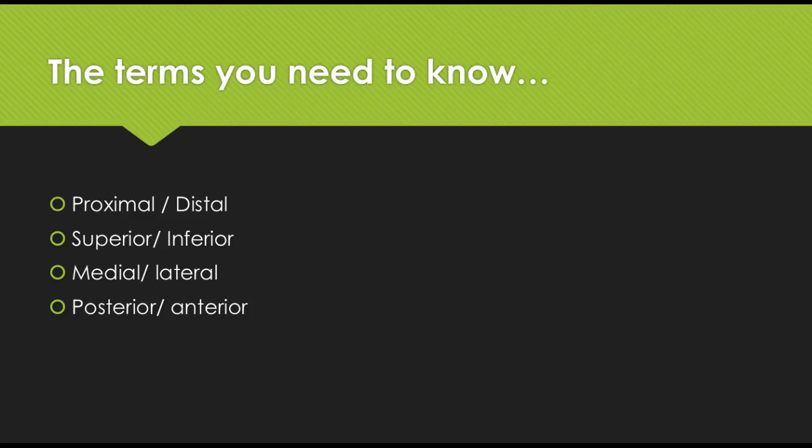Kia ora team, Anatomy 4, learning about anatomical directions. Okay, so the terms that you need to know are proximal and distal, superior and inferior, medial and lateral, posterior and anterior. I've got a short video clip for you, so let's flick to that now.